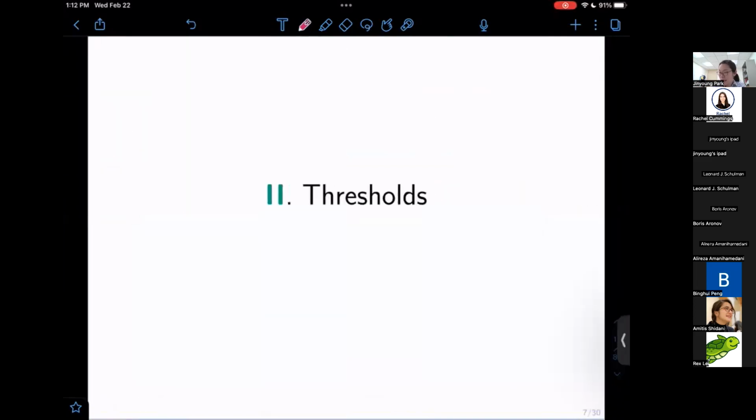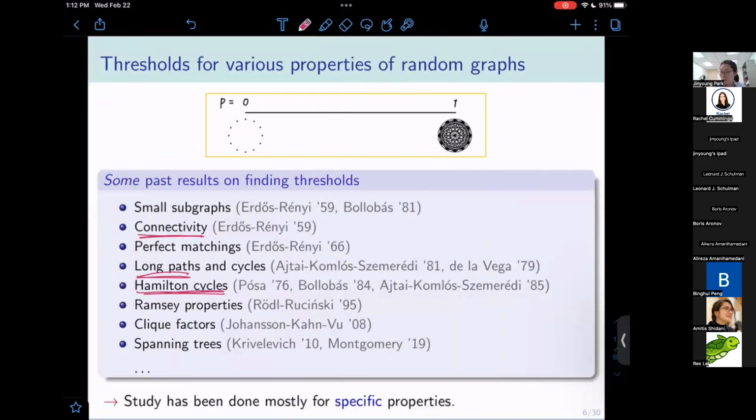Anyways, okay, in the next part, I'm going to give you a more rigorous notion of thresholds, but do we have any questions so far? Do we have any quick questions so far?